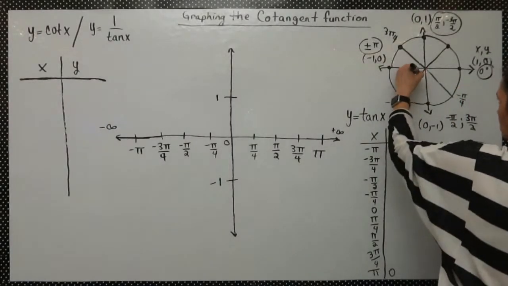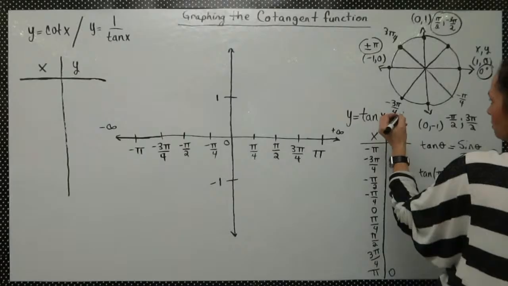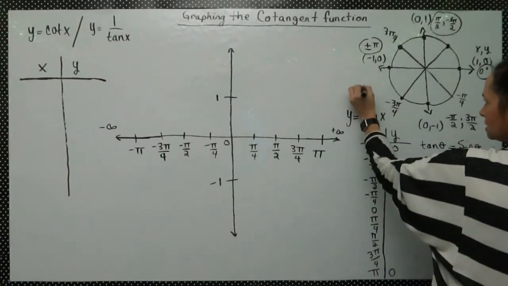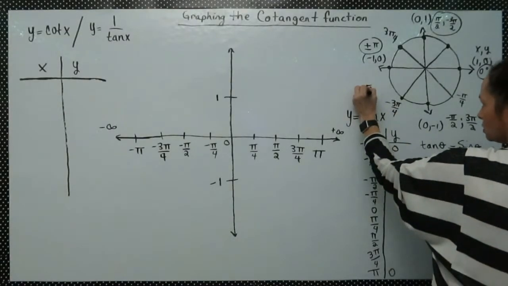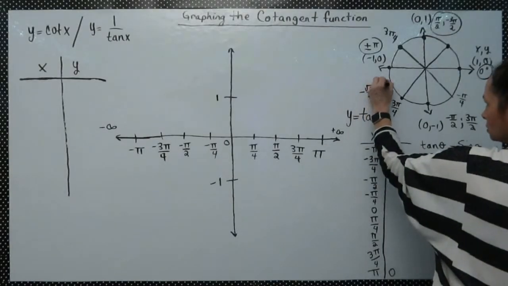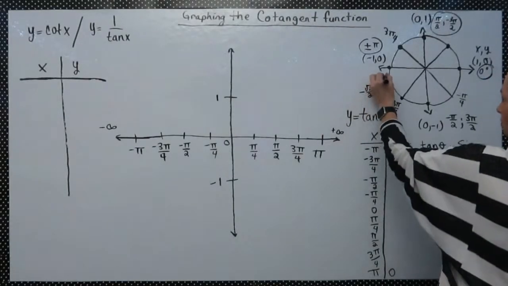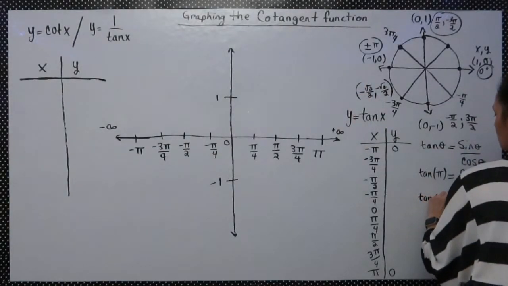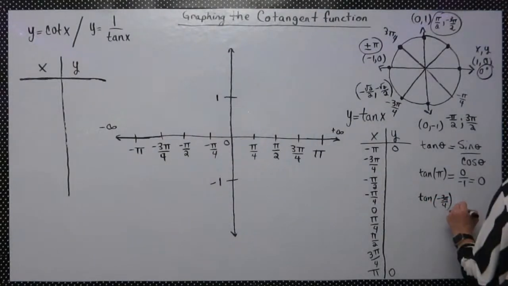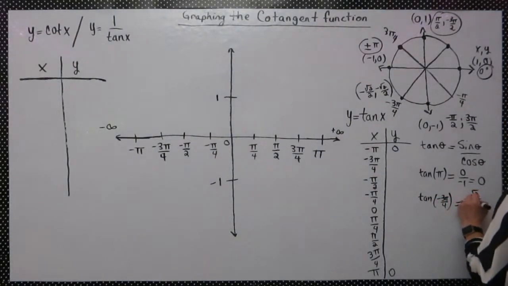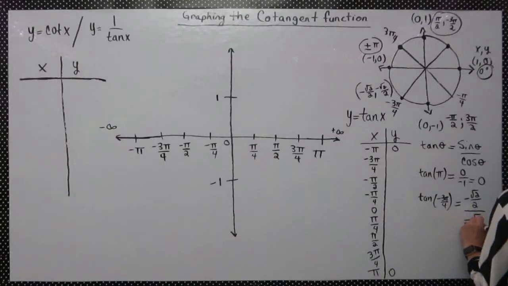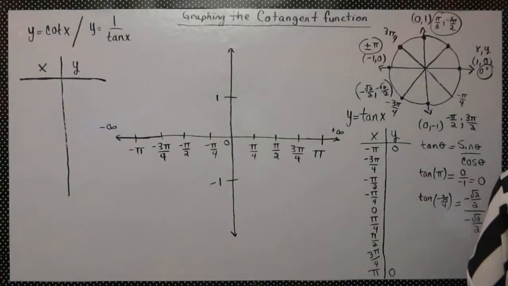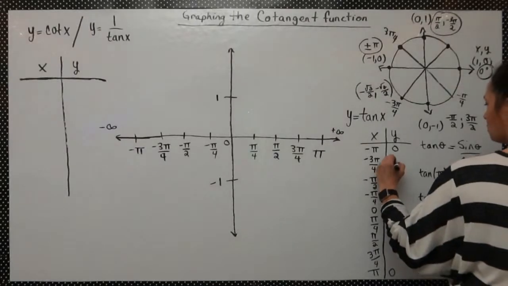So tangent of, recall, 3 pi over 4, this was negative radical 2 over 2, comma, negative radical 2 over 2. So tangent of negative 3 pi over 4 is going to be negative radical 2 over 2 divided by negative radical 2 over 2. And anything divided by itself is equal to 1, and 2 negatives divided out also makes a positive. So at negative 3 pi over 4, we have tangent at 1.